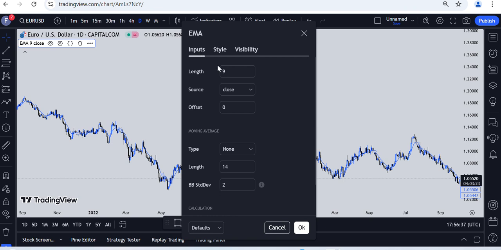For input, you want to change the length to what? To 50. Change the length to 50. Leave the other things like this. Just leave it like this.